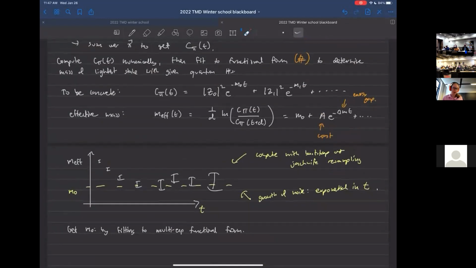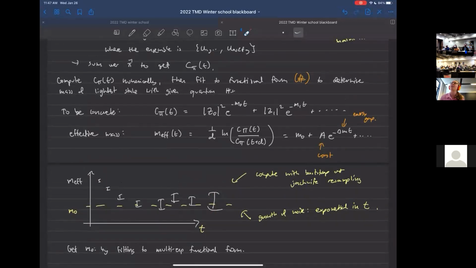So that's typically how you'd access excited states. It's just obviously expensive because instead of one correlator or a couple, you need an entire matrix of them. Okay, any questions about this?